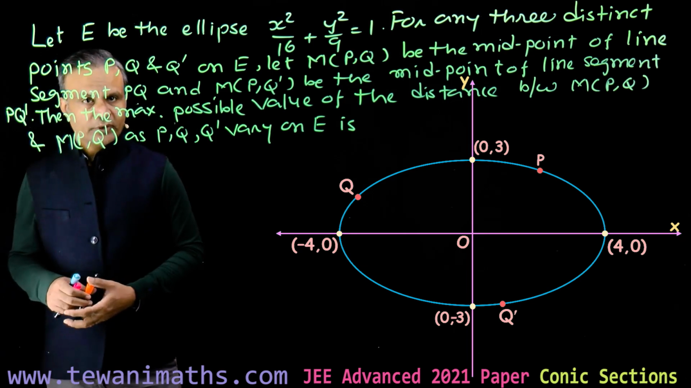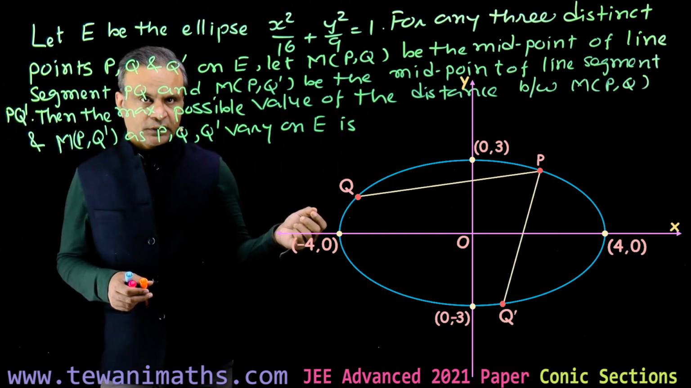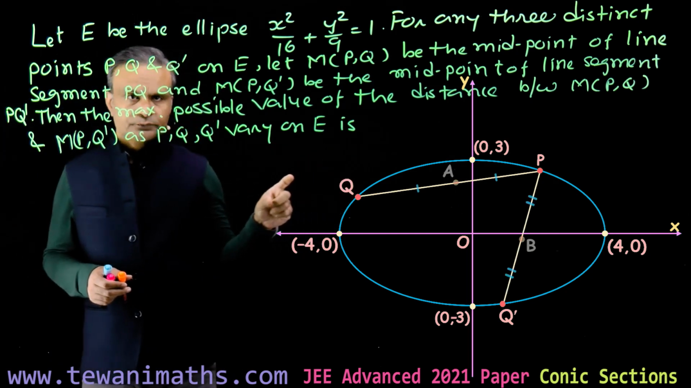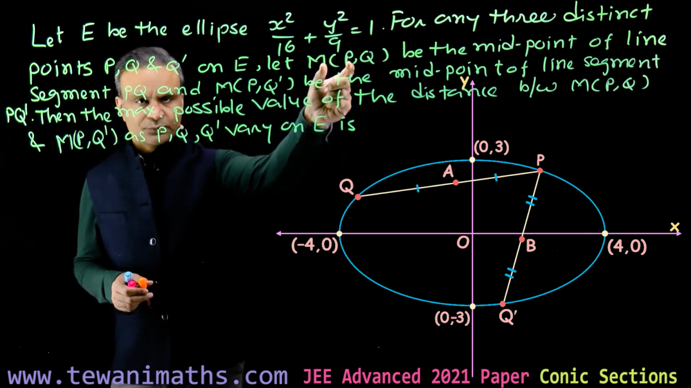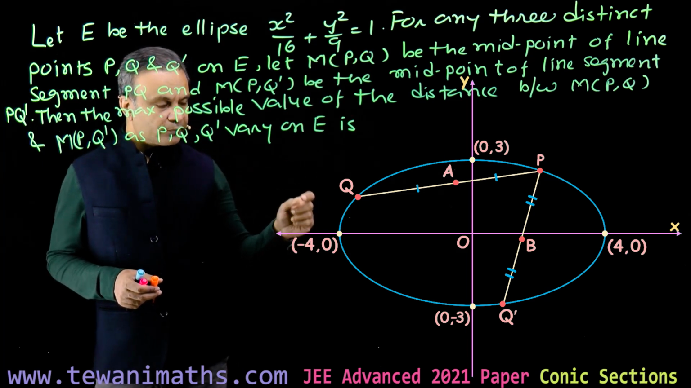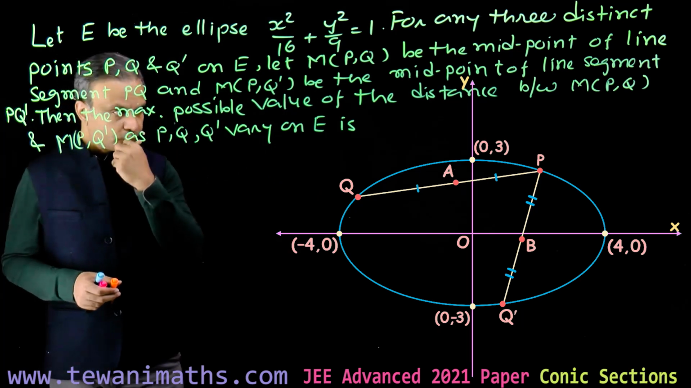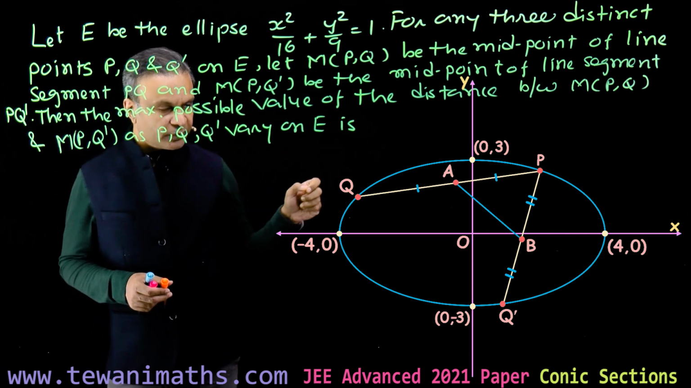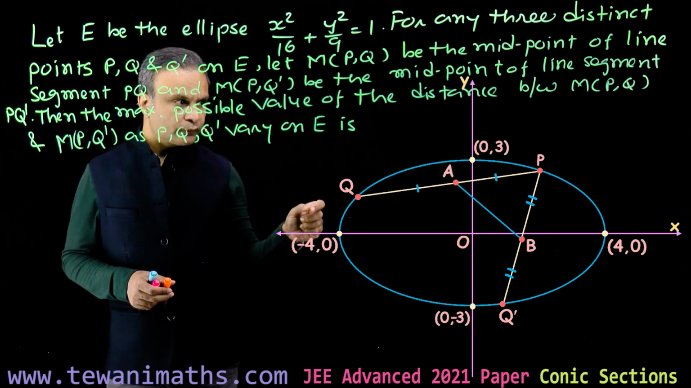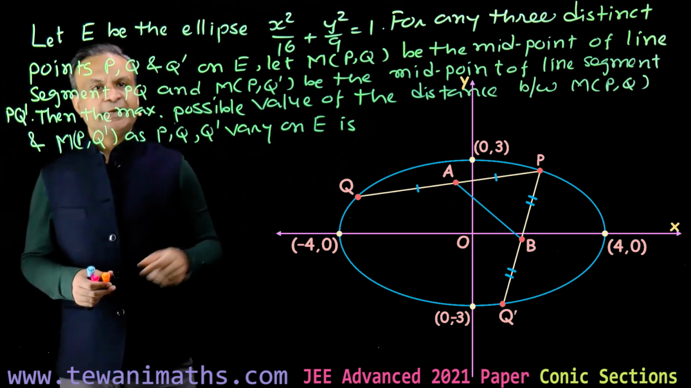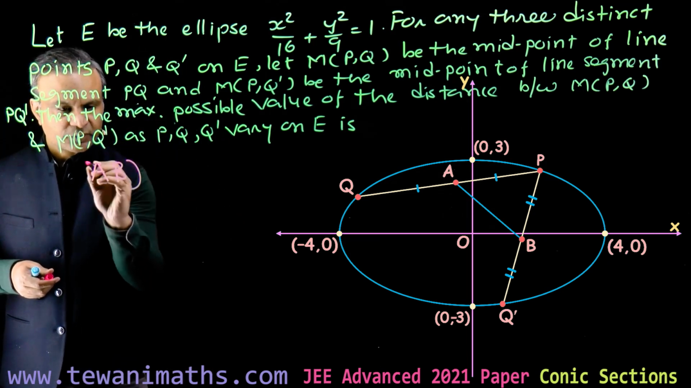These 3 points are variable points. Okay. We join points P and Q and then P and Q dash. Then we mark midpoints of PQ and PQ dash. Suppose the midpoint of PQ is A. Here A is this point M(P,Q). And B is the midpoint of PQ dash. Point B is this one, M(P,Q dash). Okay, we join points A and B. Then we have to find the maximum possible value of distance between points A and B. We have to find AB maximum.